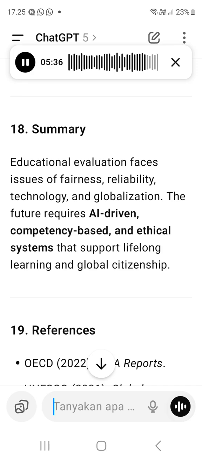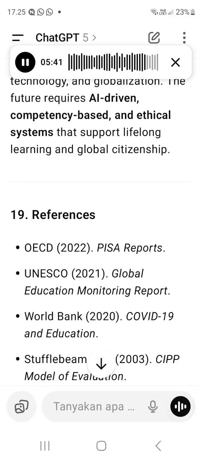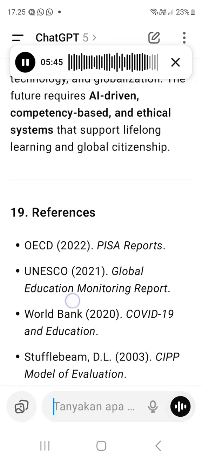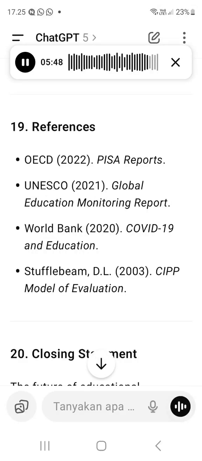18. Summary. Educational evaluation faces issues of fairness, reliability, technology, and globalization. The future requires AI-driven, competency-based, and ethical systems that support lifelong learning and global citizenship.